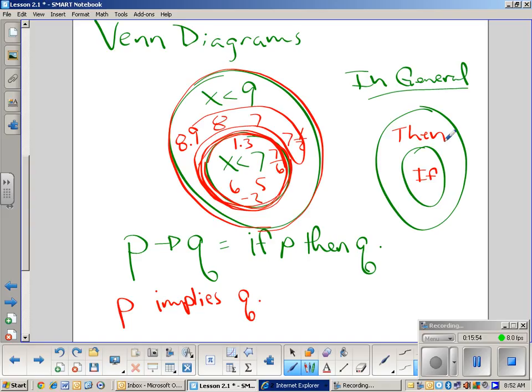This symbol here means conditional. It means if P, then Q. Also, sometimes we see it read P implies Q. P implies Q. That means if the P part's happening, we're implying the Q part has to happen.